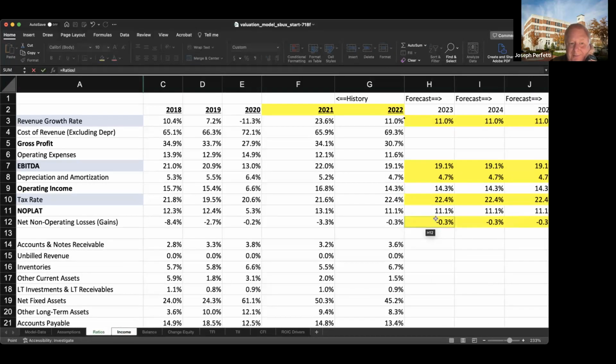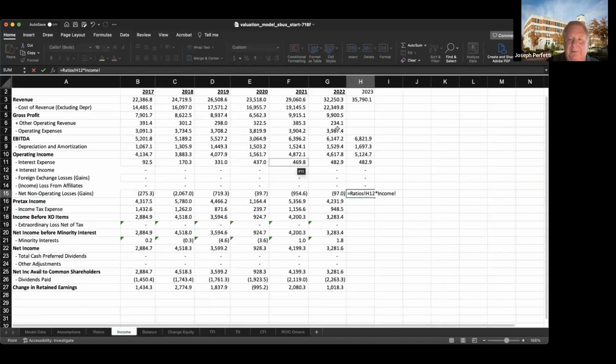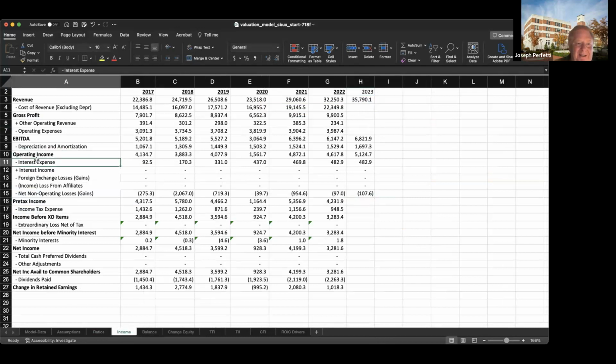So we'll forecast it here, H12 times income revenue, H3. So again, we'll change the ratio for non-operating gains and losses to proxy most of the non-operating gains and losses. Now, if we take operating income minus interest expense plus interest income minus foreign exchange losses minus income loss from affiliates minus non-operating gains and losses, we get pre-tax income. So that's what we need to solve for here for pre-tax income in this cell.